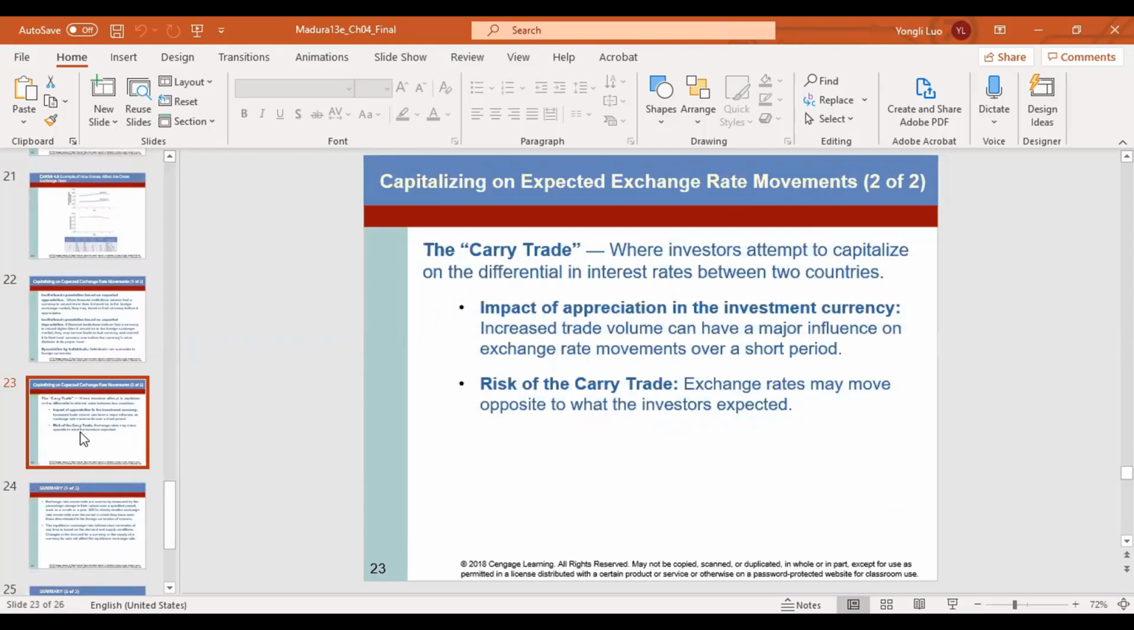Carry trade is where investors attempt to capitalize on the differential in interest rates between two countries.